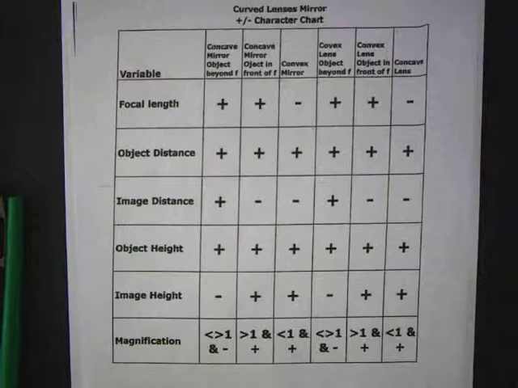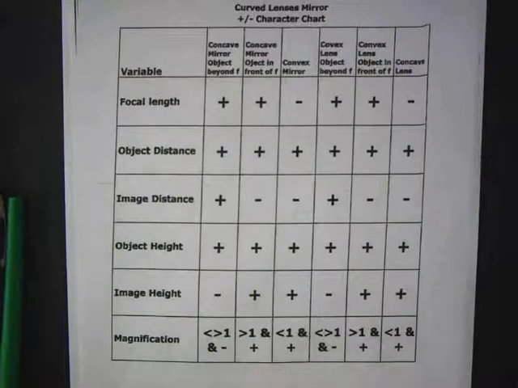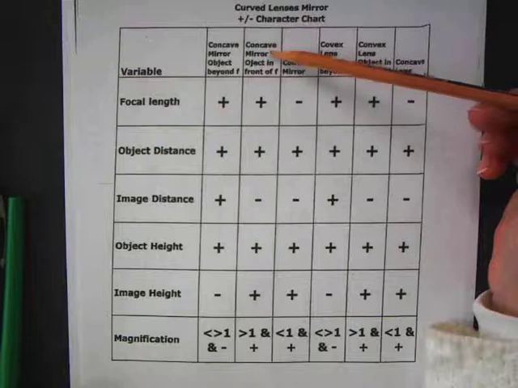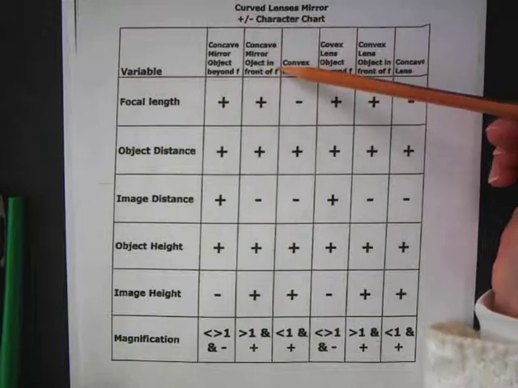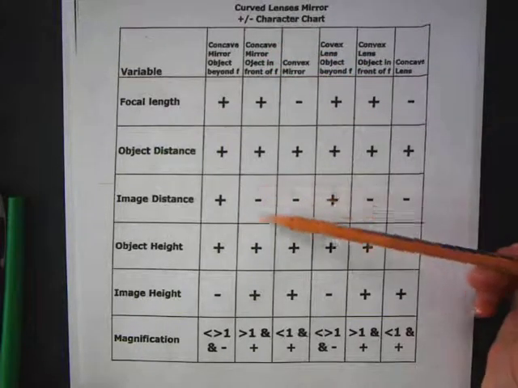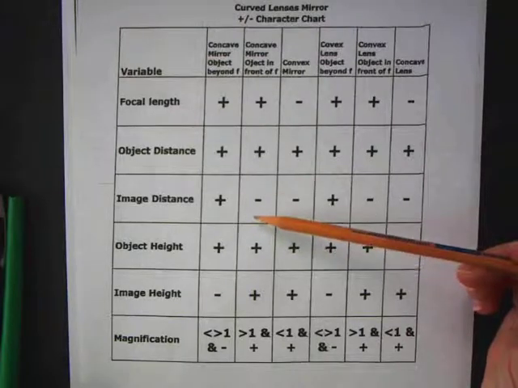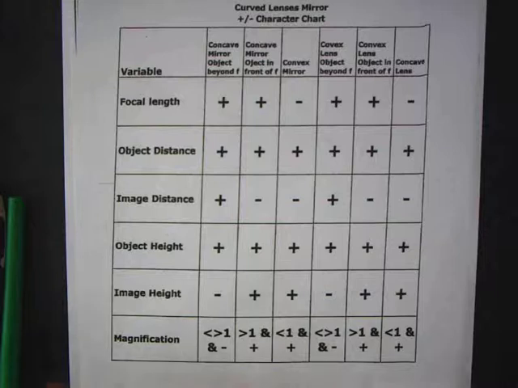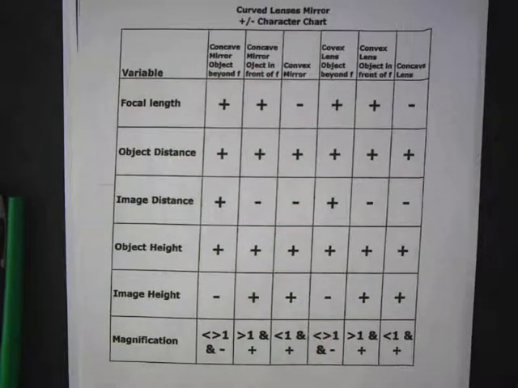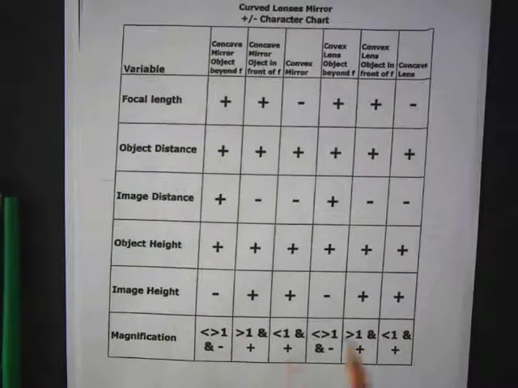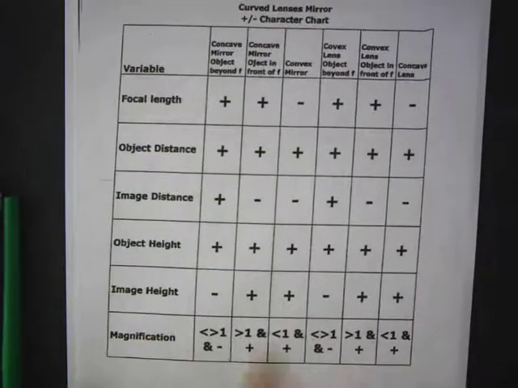Okay? So if you look at this, anytime you see, so this one we just drew is a concave mirror, object in front of the focal point. The image distance is negative. The reason the image distance is negative is because it's a virtual image. So if you can draw it, then you don't have to memorize all this. You just have to know virtual images are negative images. Real images are positive images. Upright is positive. Upside down is negative. The rules make sense, okay?